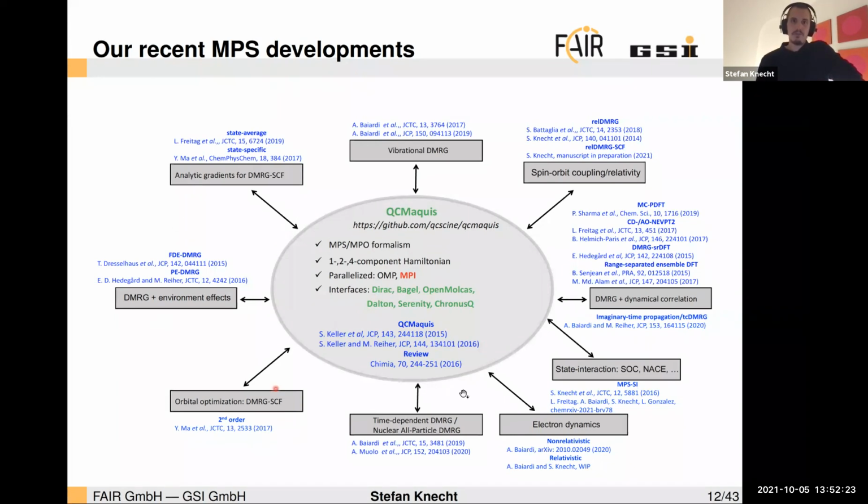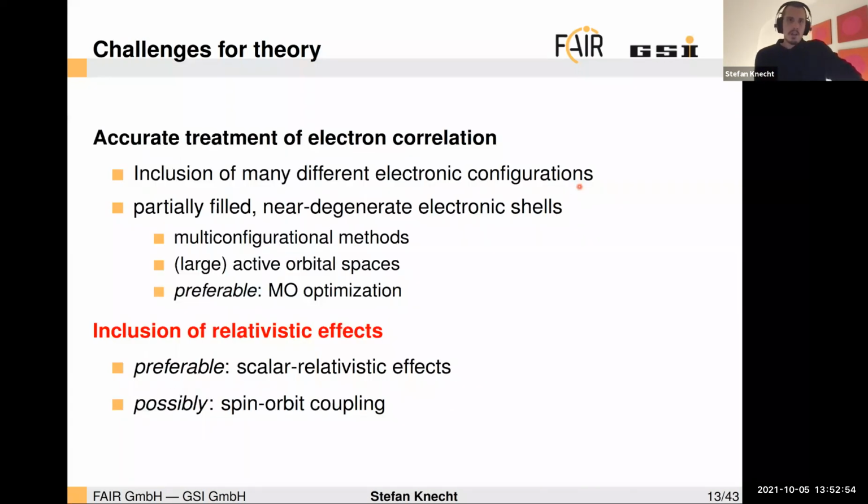And we have developed a lot of different approaches just based on the DMRG ansatz. This includes also vibrational DMRG. It includes also time-dependent DMRG. But here I would like to mainly focus on the relativistic chemistry aspect, so how to include relativistic effects in an MPS wave function ansatz. So the remaining part of the talk, I would like to mainly focus on that here.